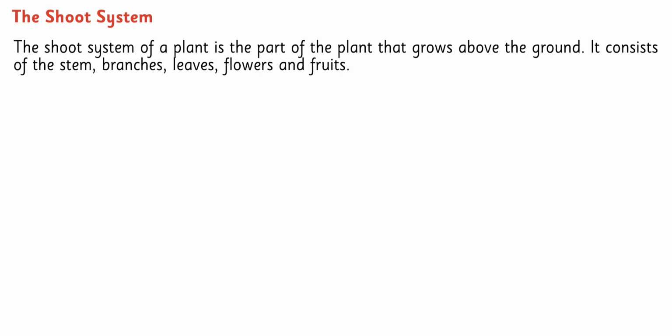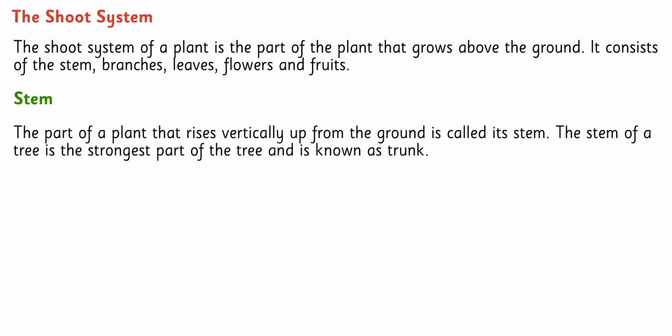The shoot system. The shoot system of a plant is the part of the plant that grows above the ground. It consists of the stem, branches, leaves, flowers, and fruits. Stem. The part of the plant that rises vertically up from the ground is called its stem. The stem of a tree is the strongest part of the tree and is known as trunk.